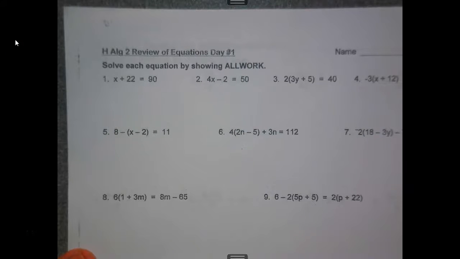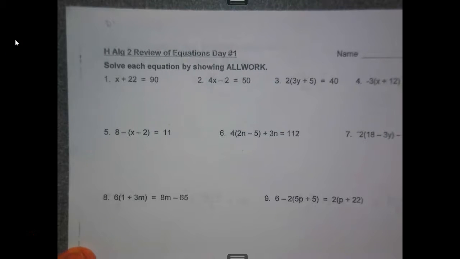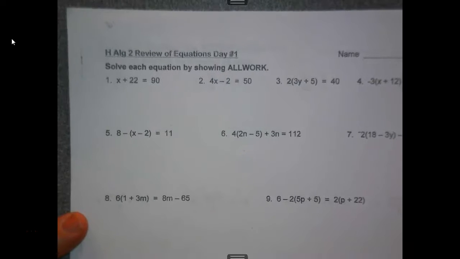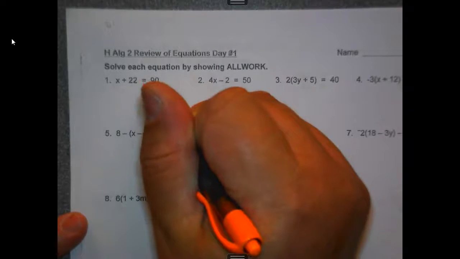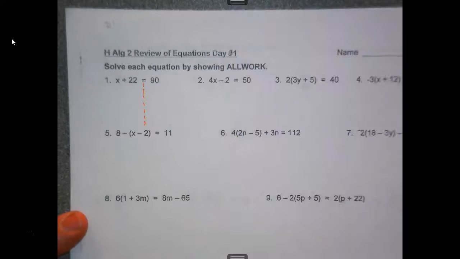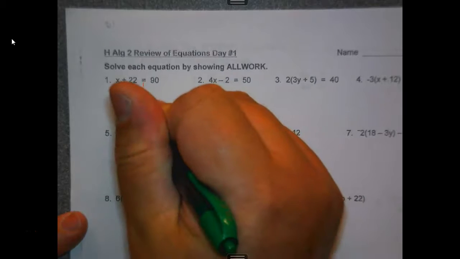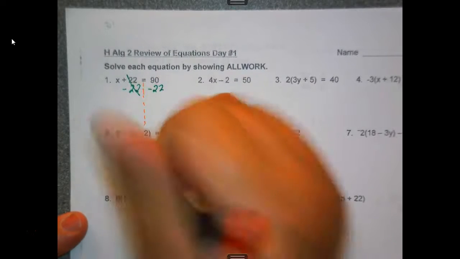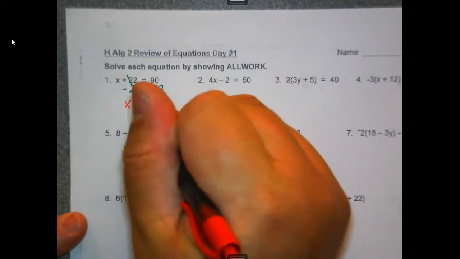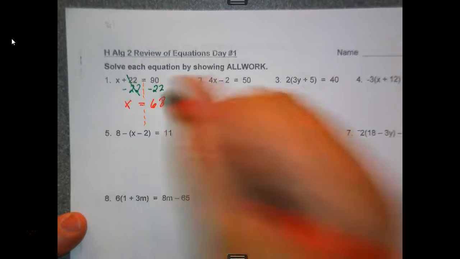Okay, number one. Again, this is all review from Algebra 1. I have an equation. This is a one-step. Can't get much easier than this, right? One-step equation. No, it can't. Subtract 22 from both sides. What does x equal? 68.